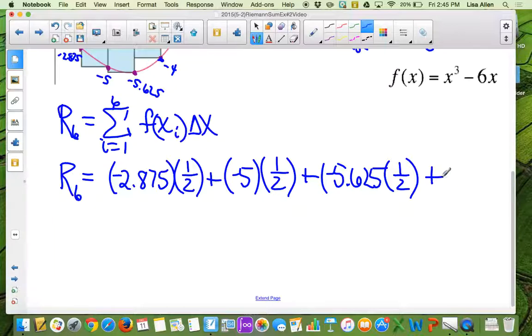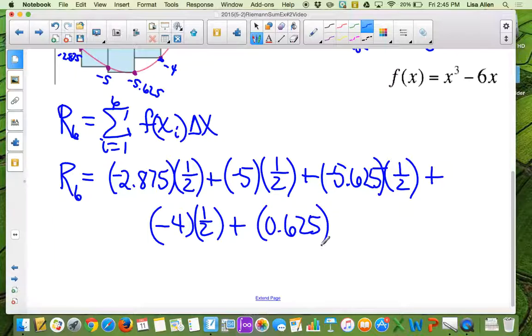where did that leave me? Negative 5.625 times 1/2, plus negative 4 times 1/2, plus 0.625 times 1/2, plus, then we have 9 times 1/2.